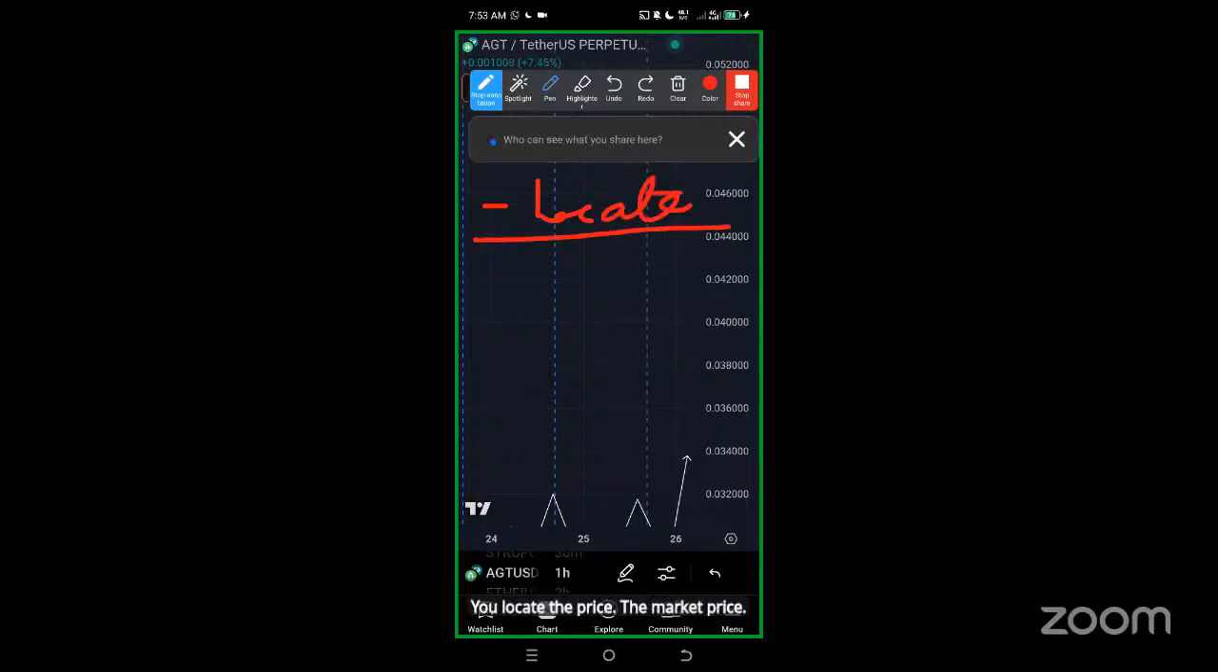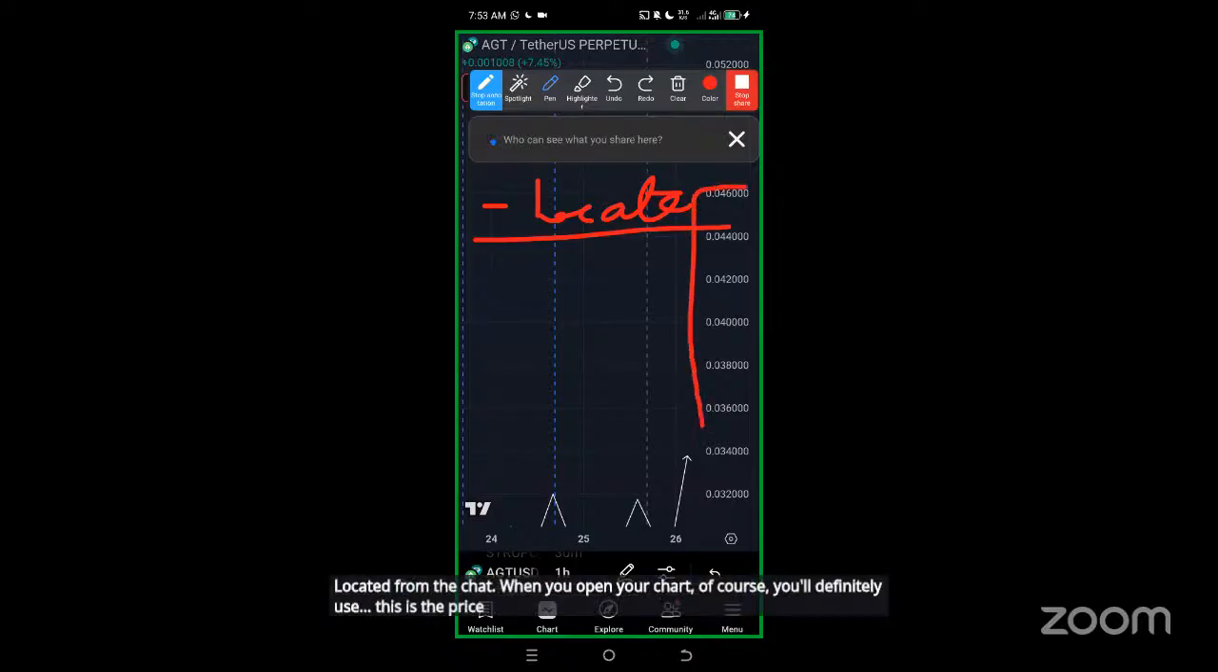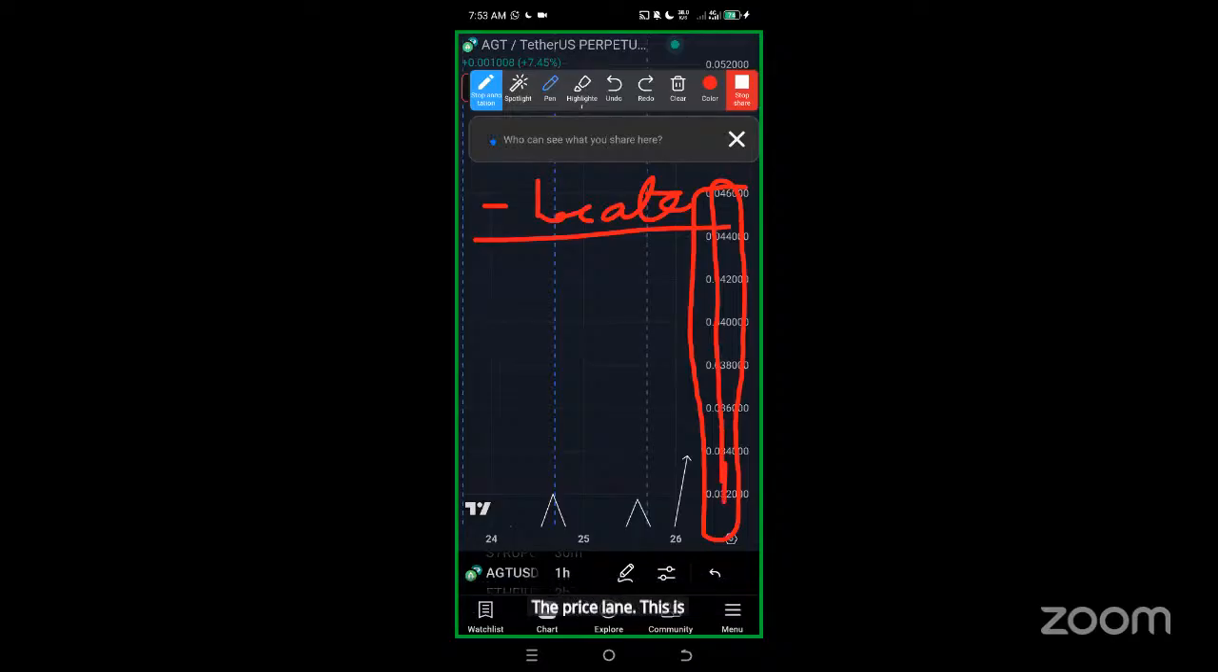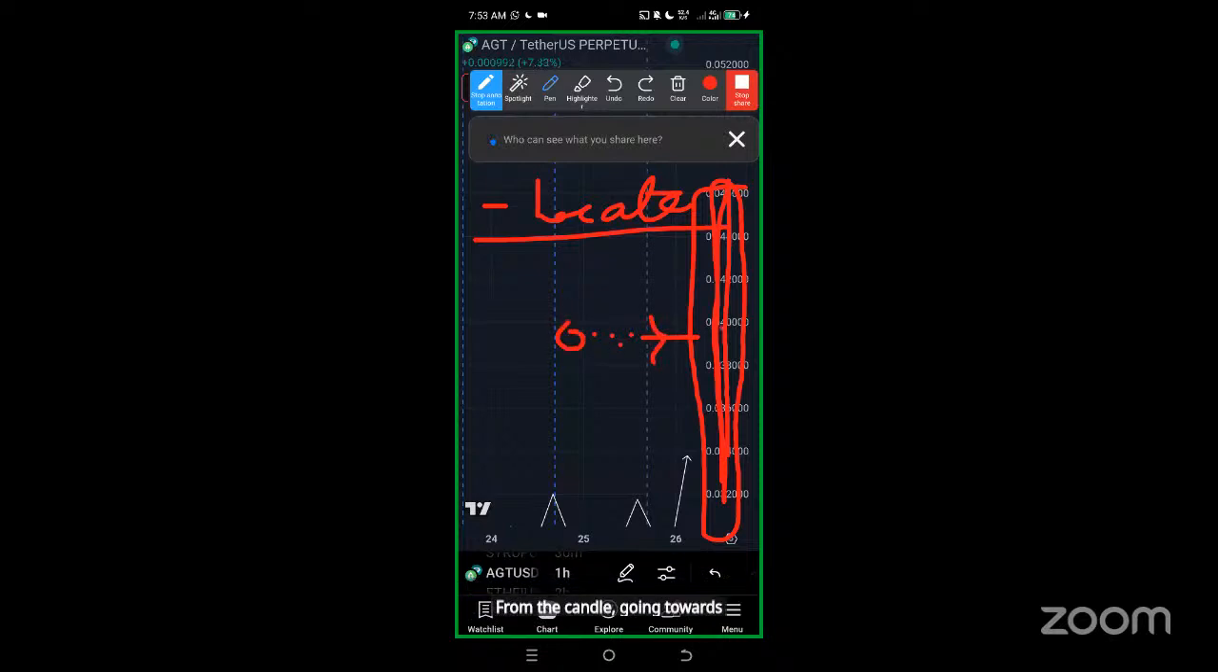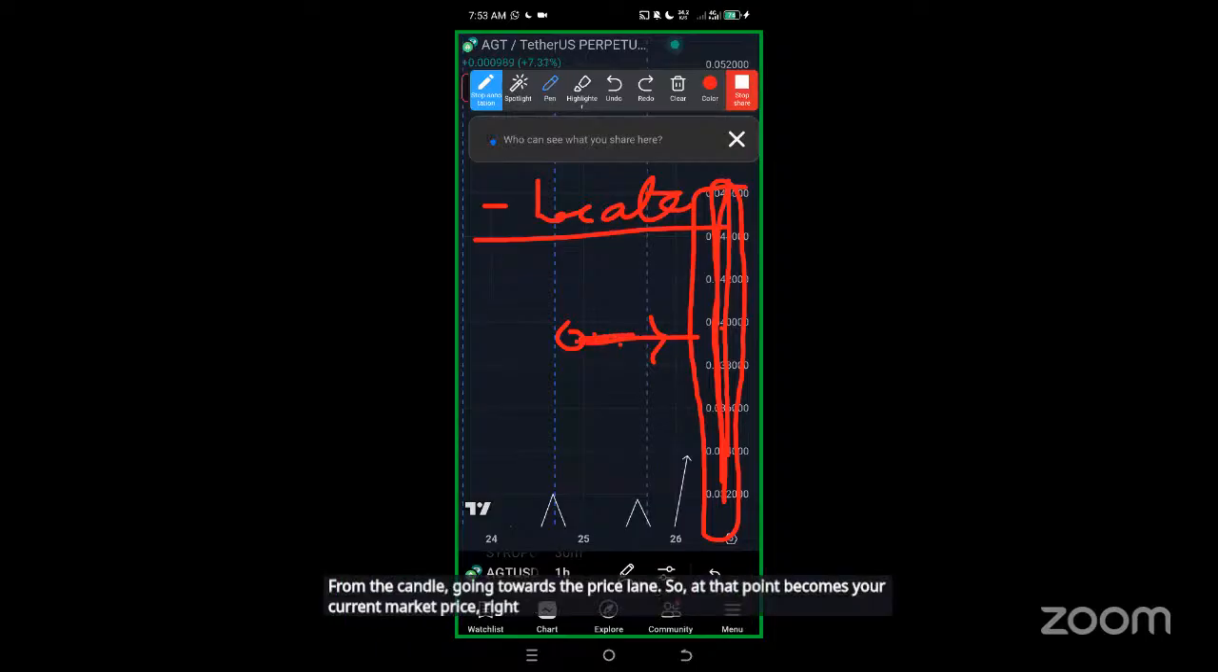You locate it from the chart. When you open your chart, this is the price lane. This is where you see the price of the asset. So first of all, you will see a dotted line from the candle going towards the price lane. So that point becomes your current market price, right?